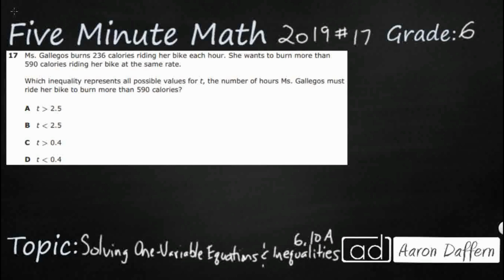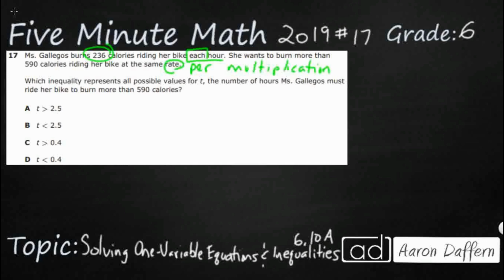So Ms. Gallegos wants to burn 236 calories riding her bike each hour. So we see this each hour, we have a rate, they give us that term, each hour or per hour. All of that gives us a clue that we are going to deal with multiplication. It's a multiplicative relationship that will be important in just a moment.